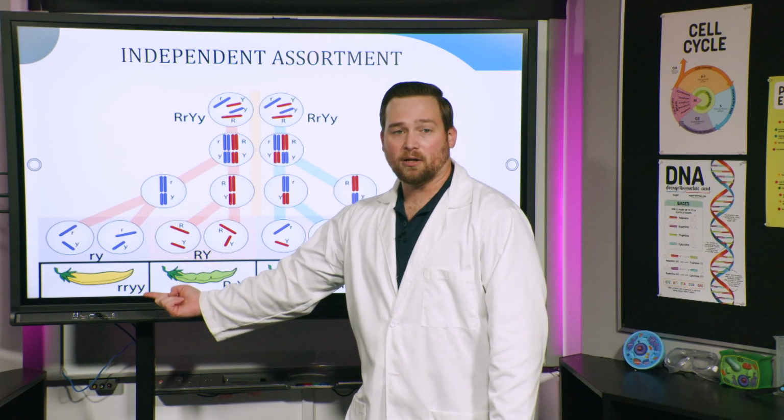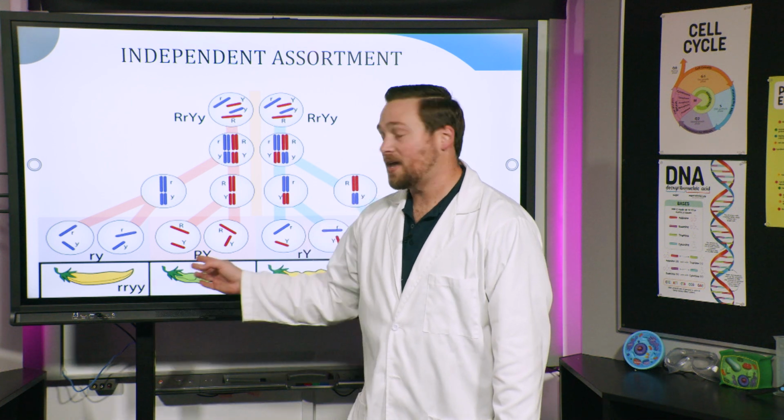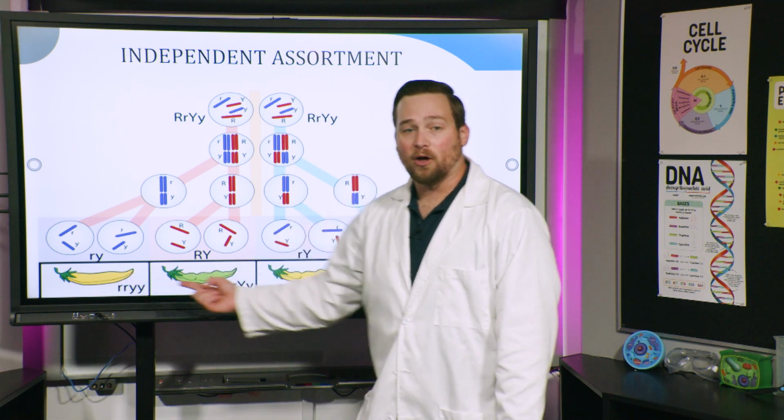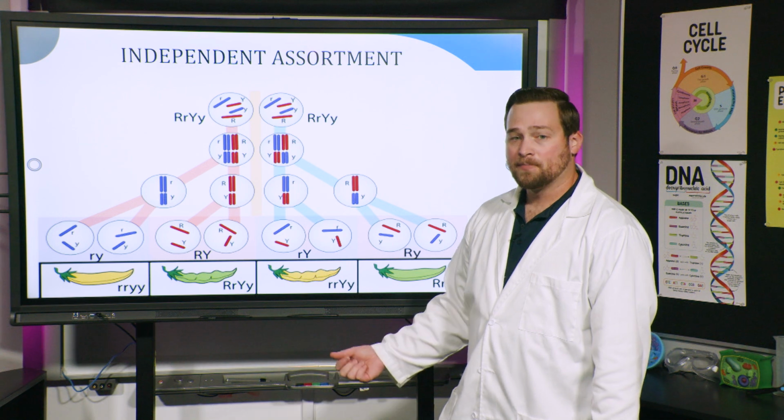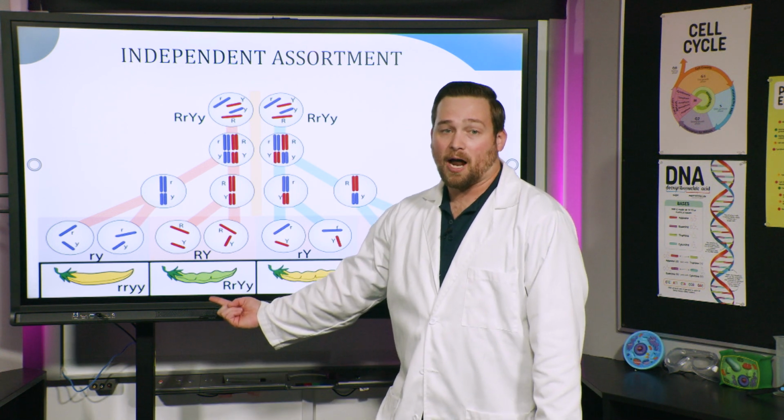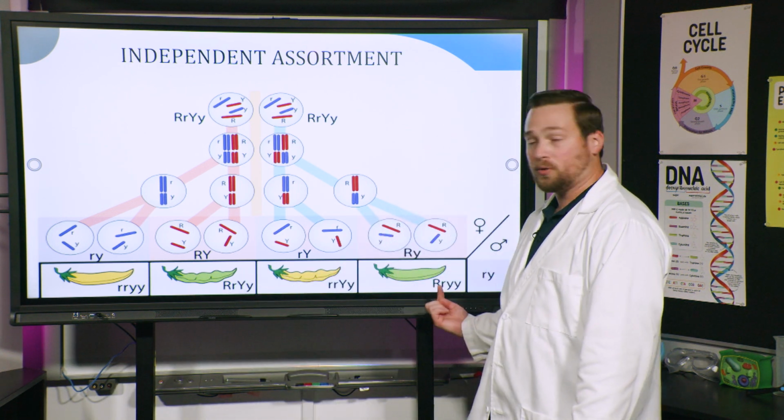Just because you're yellow doesn't mean you're always going to have a smooth pea pod. You can be yellow and also have the wrinkly pea pod. Just because you're green doesn't mean you're automatically going to have the smooth pea pod.